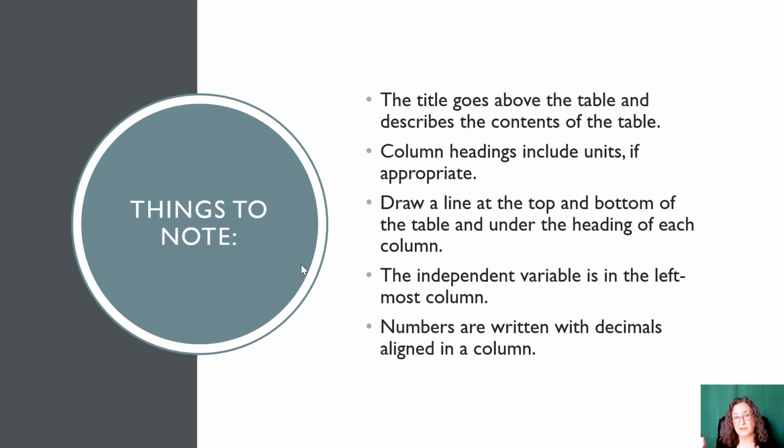The title goes above the table, and it describes the contents of the table. A long title is acceptable. The column headings should include units if those are appropriate. You draw a line at the top and bottom of the table and under the heading of each column. And then the independent variable is the one that goes in the leftmost column.